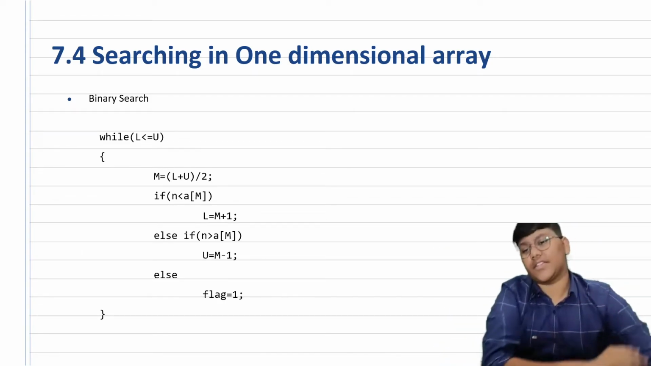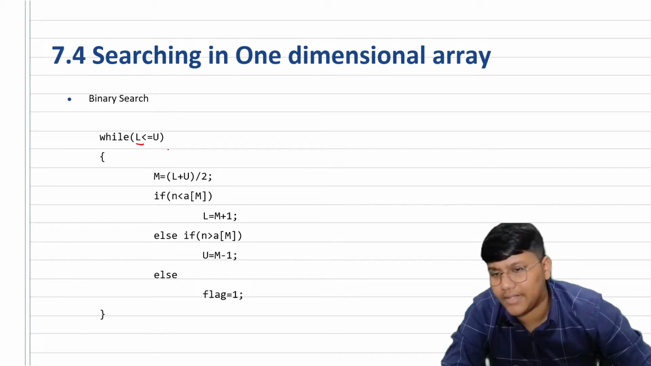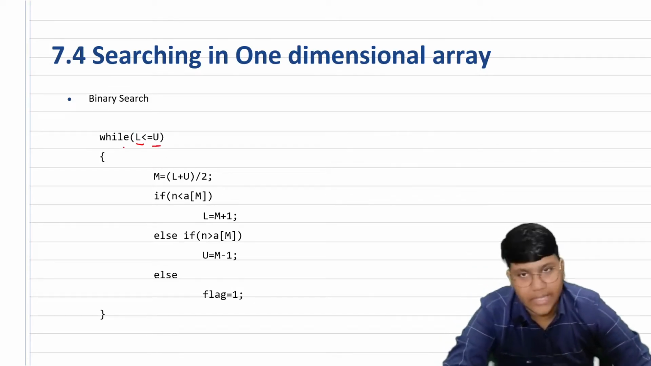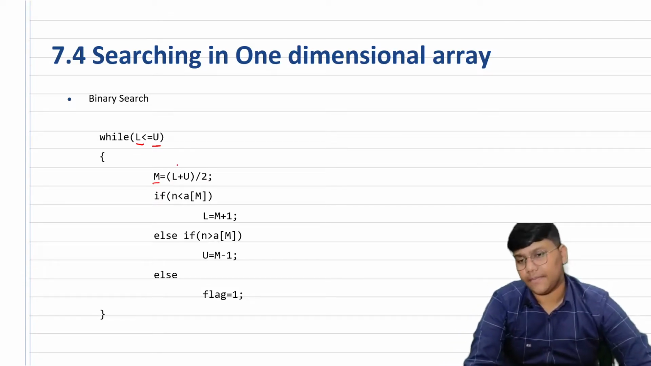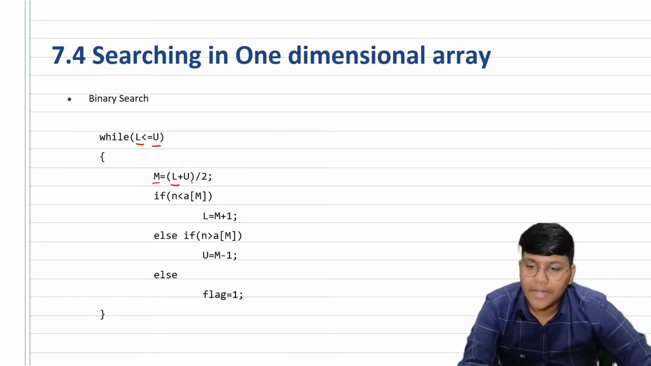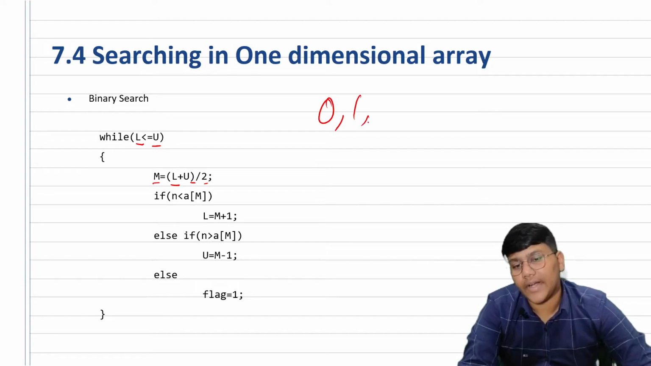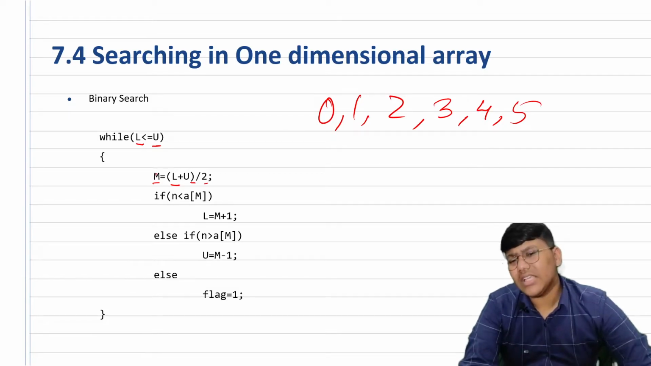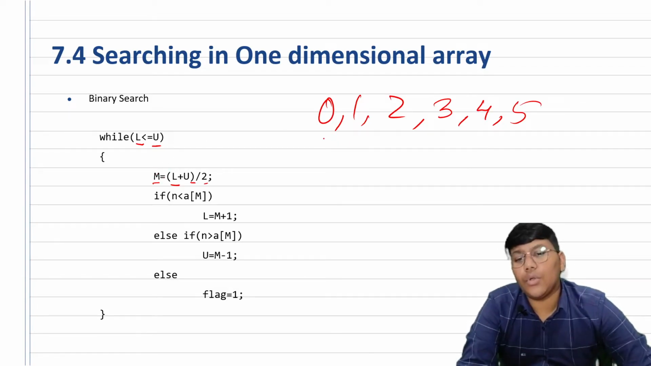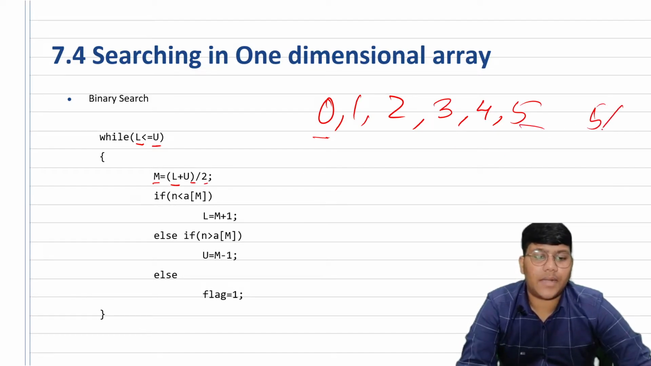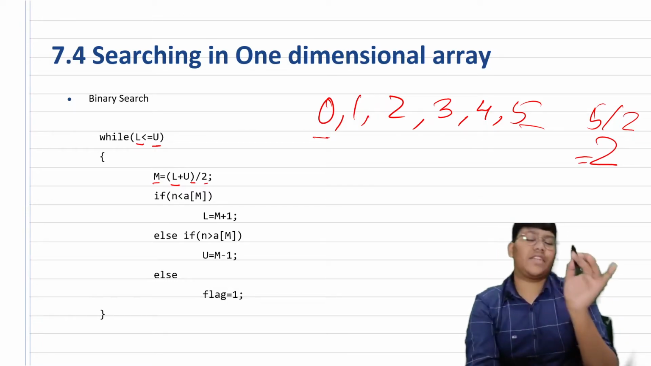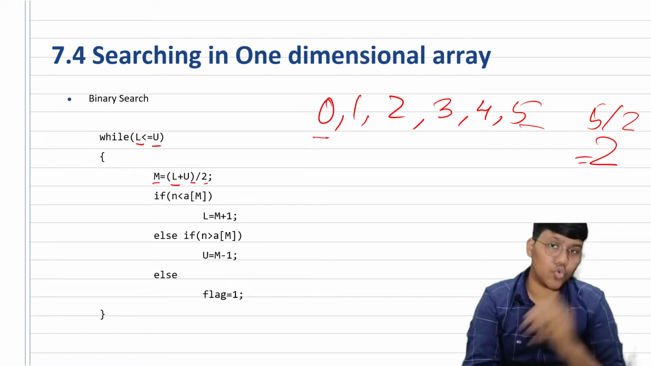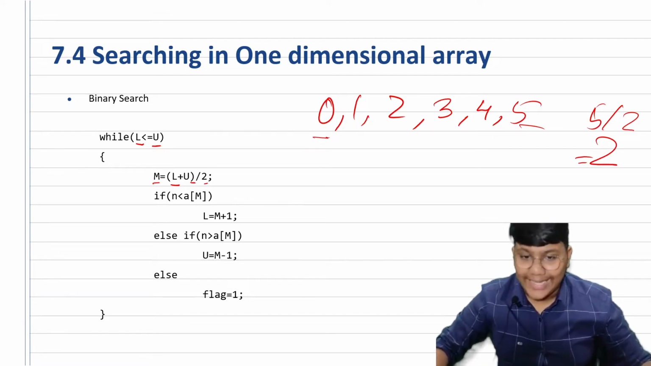Then comes binary search. In binary search, while lower limit is smaller than or equal to upper limit, it will run. Then middle value equal to lower limit plus upper limit divided by 2. For example, 0, 1, 2, 3, 4, 5. Now middle value equal to lower limit plus upper limit divided by 2. 5 by 2 equal to 2. Now you may ask, how is it correct? It will become 2.5, but we are using int, and int equal to int, so it will return 2. The decimal values will be rejected.